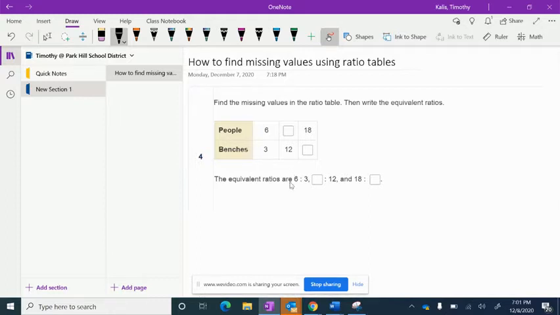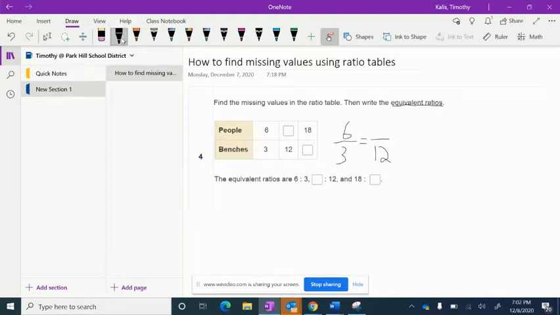So this first equal ratio, it says we have 6 people on 3 benches. Okay. And we are trying to figure out the first missing value, the number of people sitting on 12 benches. Okay, and remember that to find equivalent fractions, you can either use the cross multiplication method or you can just multiply side by side if it's that obvious and easy to find equivalent ratios.